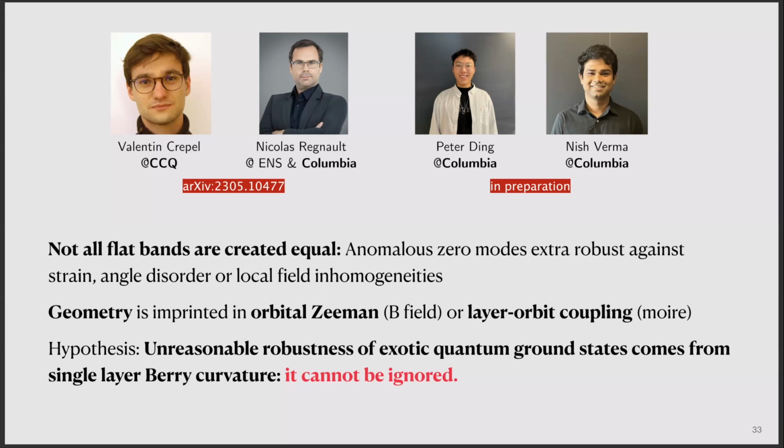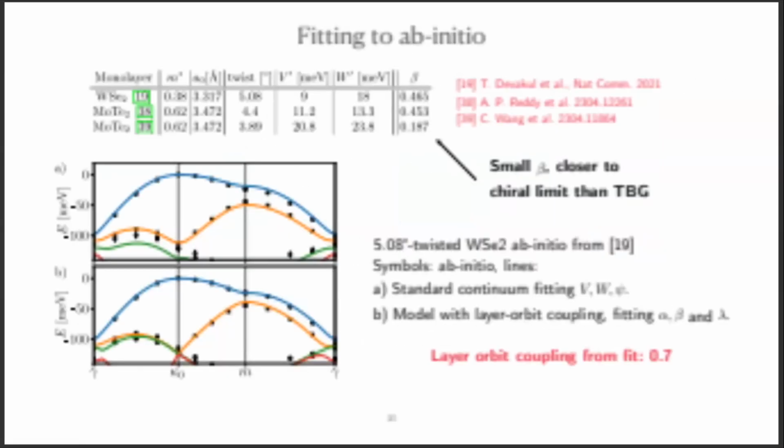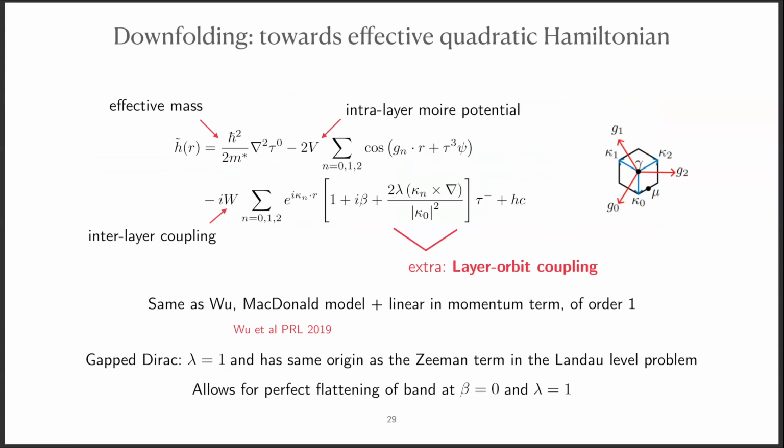Another question is, you added a layer orbital coupling term, so it's kind of equivalent to the chiral limit of this model, but in reality, even if you don't add that term, you also have near ideal quantum geometry. Can you explain that? Yeah, that's actually a really interesting question, right? So how does it work so well without considering this?